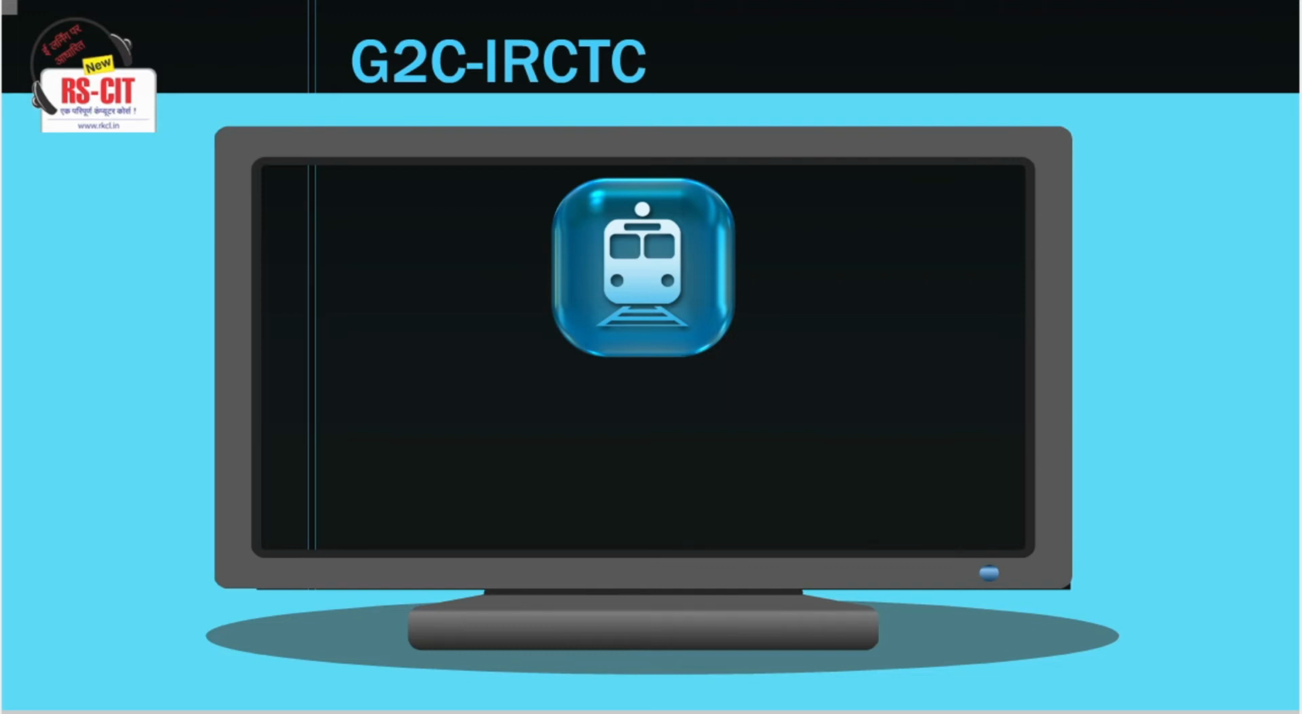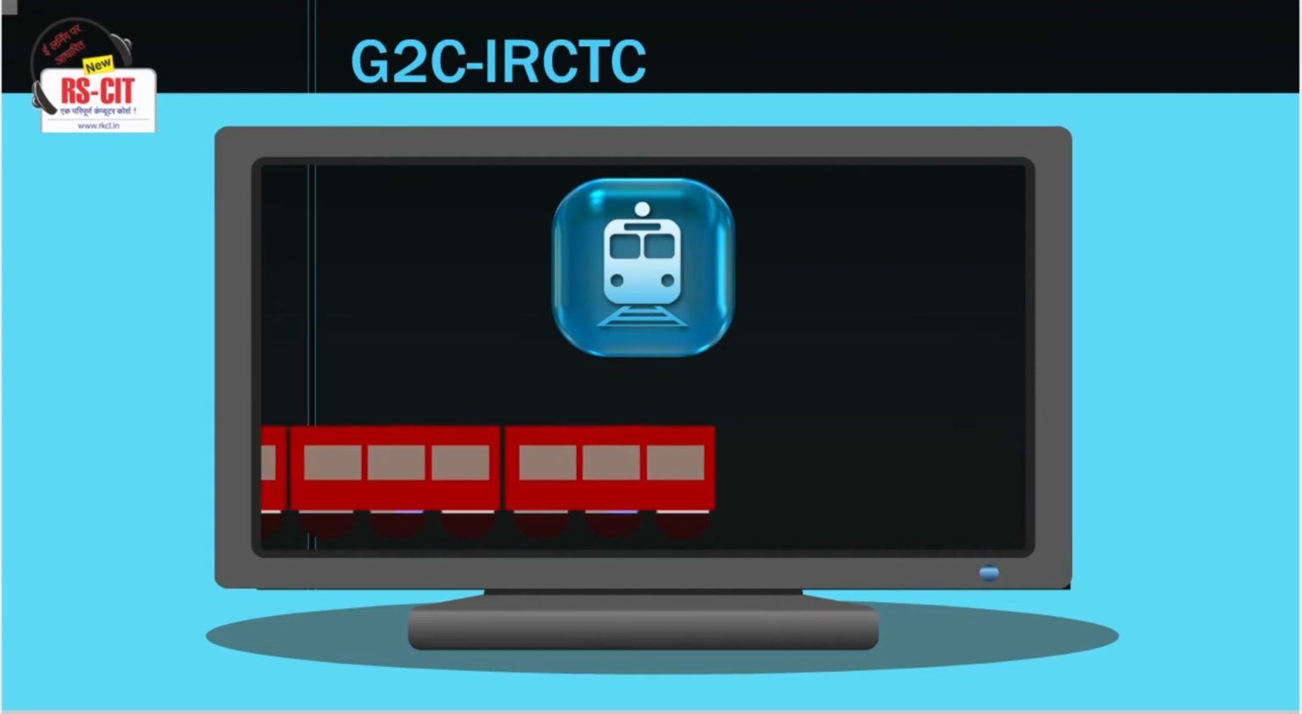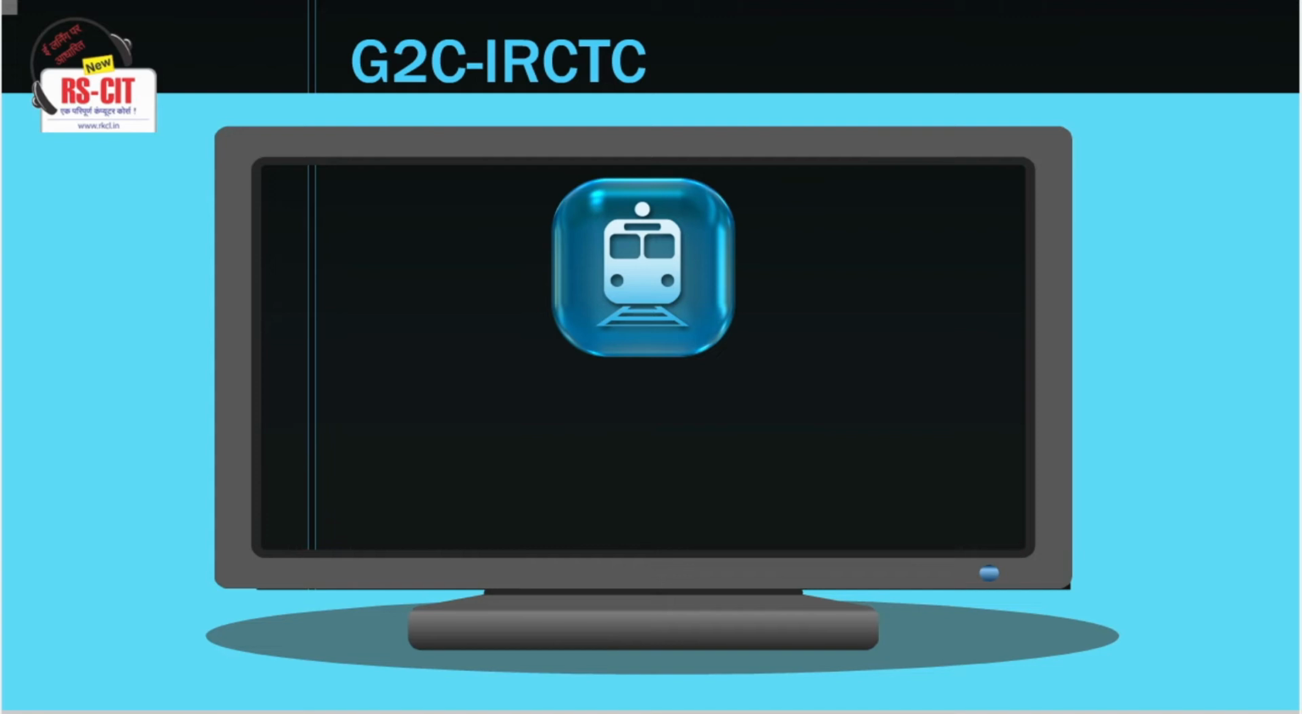Some examples of government to citizen e-governance initiatives are Railways Inquiry and Reservation System www.irctc.co.in. IRCTC, that is Indian Railway Catering and Tourism Corporation, is a pioneer in e-governance and has designed and implemented one of the most complex online reservation systems for its passengers.